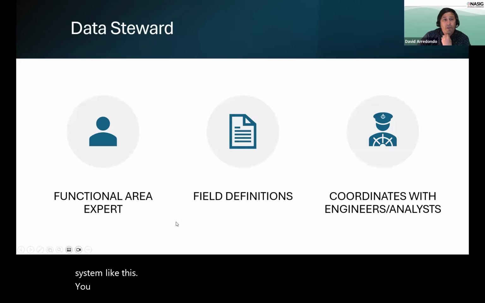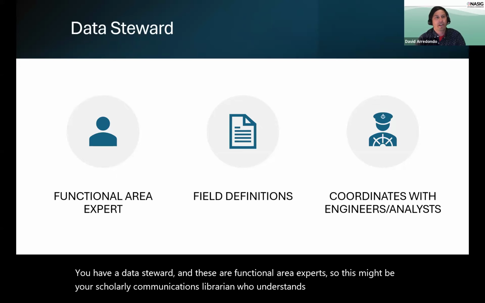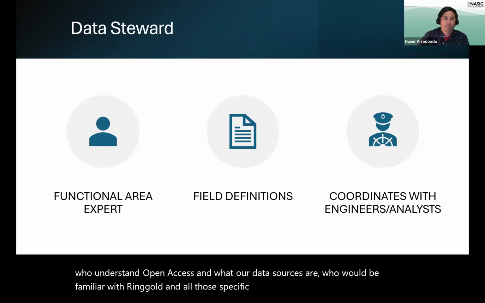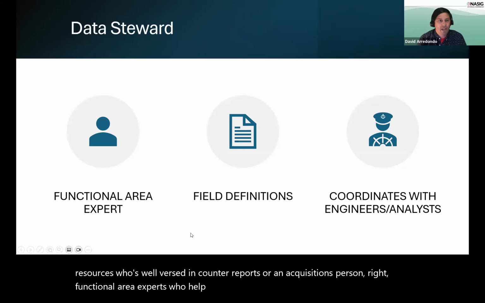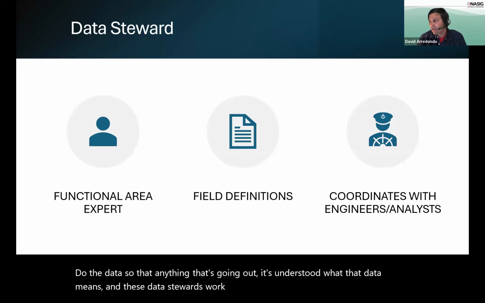You have a data steward, and these are functional area experts. So this might be your scholarly communications librarian who understands our publication data, who understands open access and what our data sources are, who would be familiar with Ringgold and all those specific things. Or it might be somebody in e-resources who's well versed in COUNTER reports, or an acquisitions person, right? Functional area experts who help to define and provide context and metadata to the data, so that anything that's going out, it's understood what that data means. And these data stewards work very closely with the engineers and analysts.